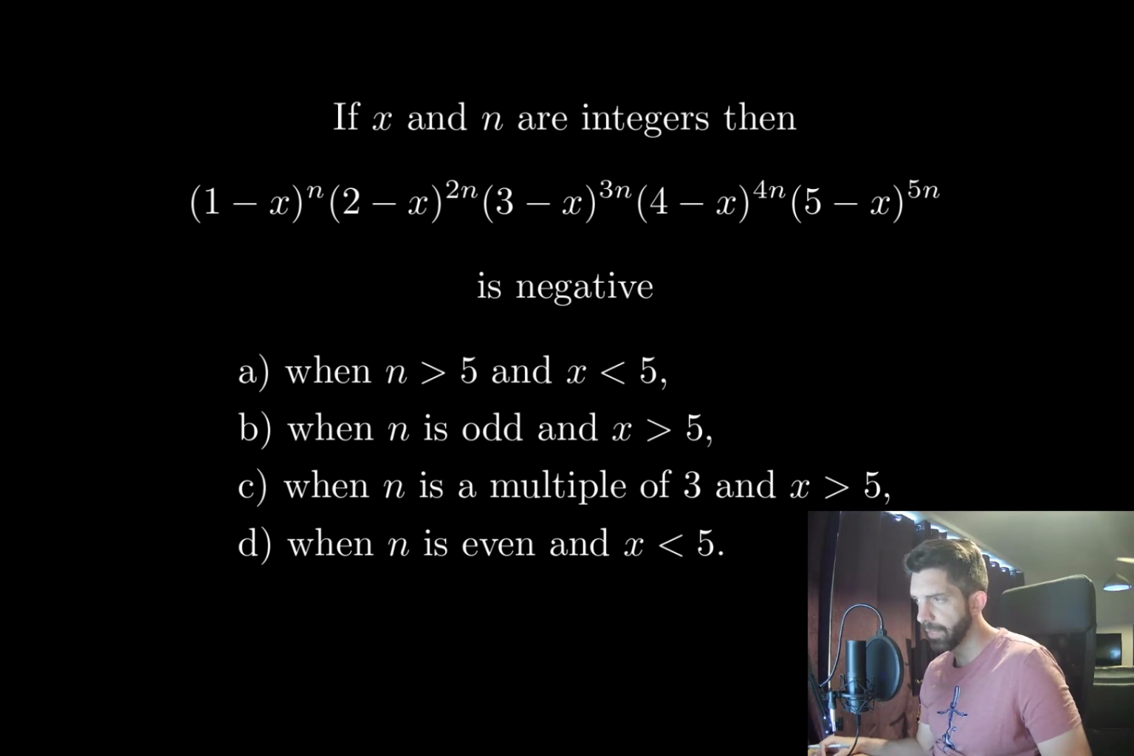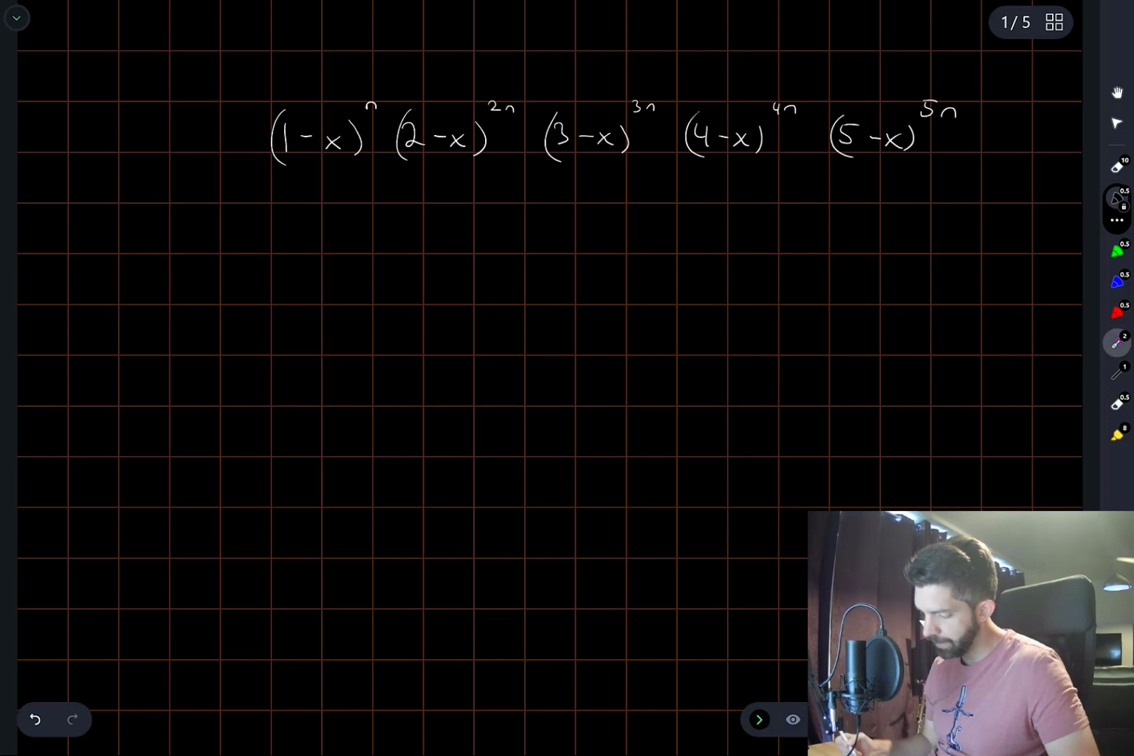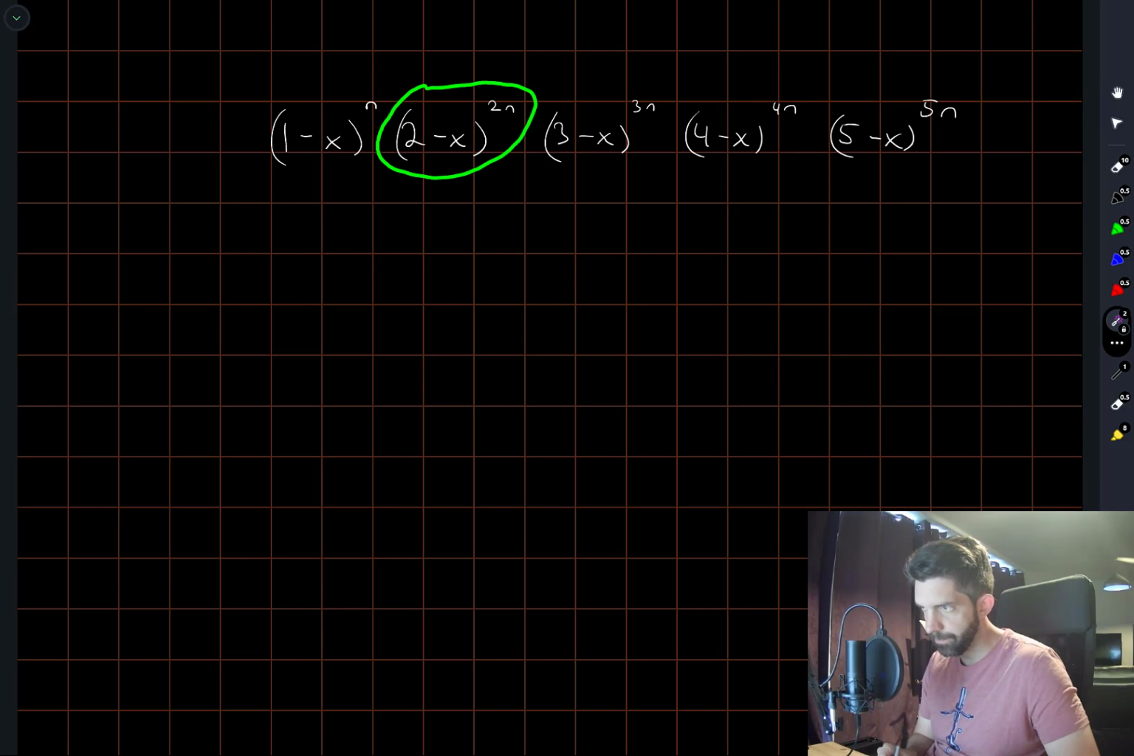What I'll do is I'm going to write this big expression out and then just go through the four options, A, B, C, and D, and kind of argue whether, if I'm doing option A, if I assume n is greater than 5 and x is less than 5, can I conclude that this thing is negative? In fact, now that I'm looking at this, so this, n is an integer.